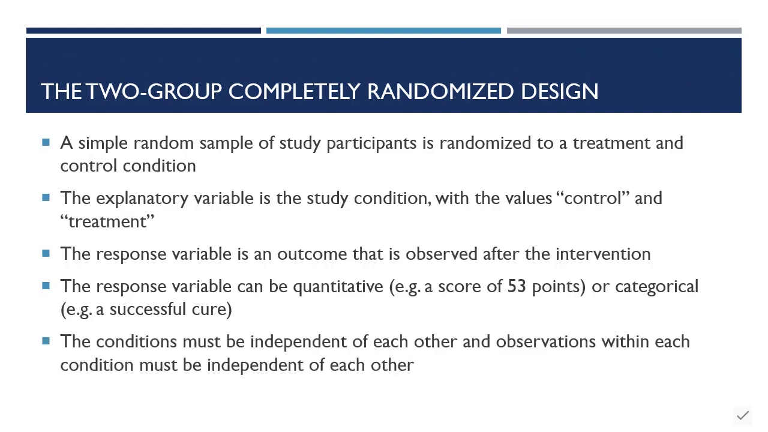The conditions must be independent of each other, and observations within each condition must be independent of each other. So everything in the setup is exactly the same, except the measurement of our variable is going to put individuals into categories rather than giving them a quantitative score. Let's look at an example of this.